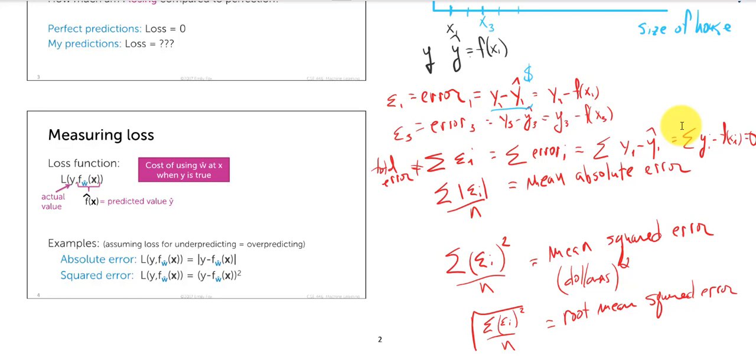Usually another word for error is deviation, because we can think of this as the deviation of the real from the predicted, or vice versa, the deviation of the predicted from the real, or whatever. So instead of error, sometimes we could call this deviation. Let's do this one up here. This is the mean absolute deviation. So it's called MAD, mean absolute deviation.